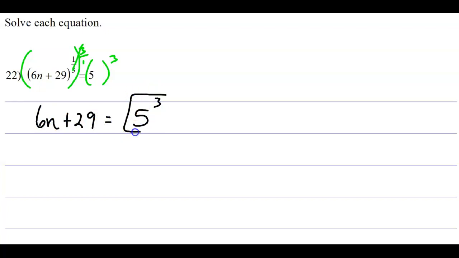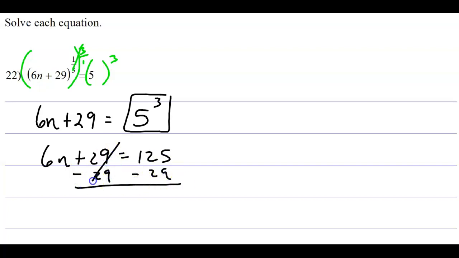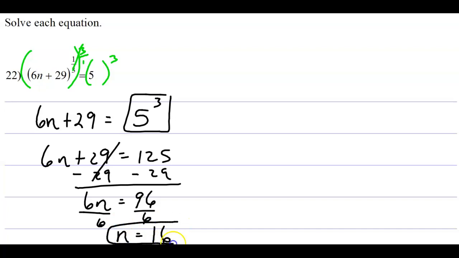Now luckily this one's a little bit easier than the last one. We had 5 to the 3rd power. That's just 5 times 5 times 5, which is 125. And then from here we just have a nice little two-step equation to solve. I want to say that's going to be 96. And I end up with 16 as an answer. Okay.